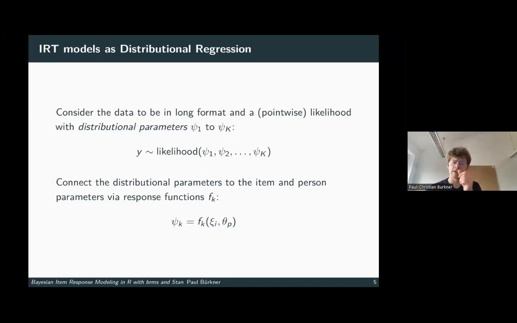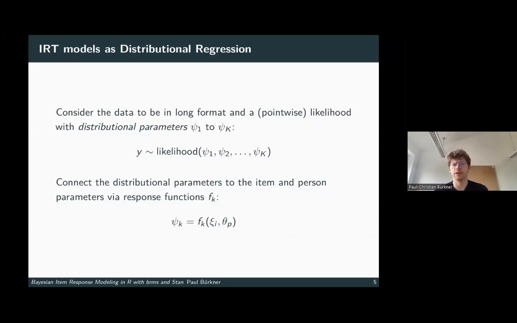Before, we had some kind of matrix with items as rows and persons as columns, and the responses being in that matrix. When we now want to do that in brms and a lot of other packages that represent IRT models as multi-level models, we need things in long format. That is, we need one long vector of responses, and then additional columns indicating the item number and the person index to which that response belongs.